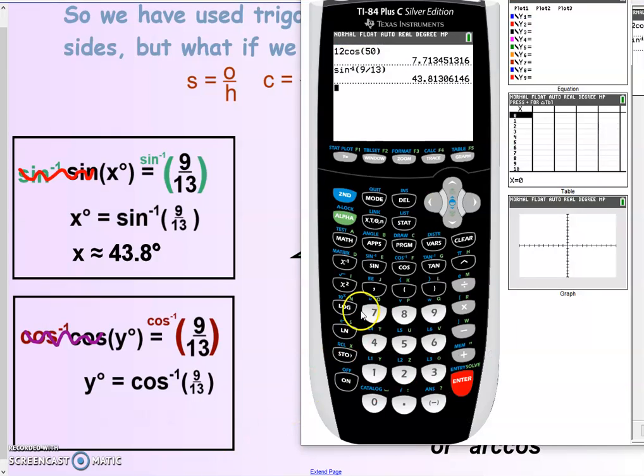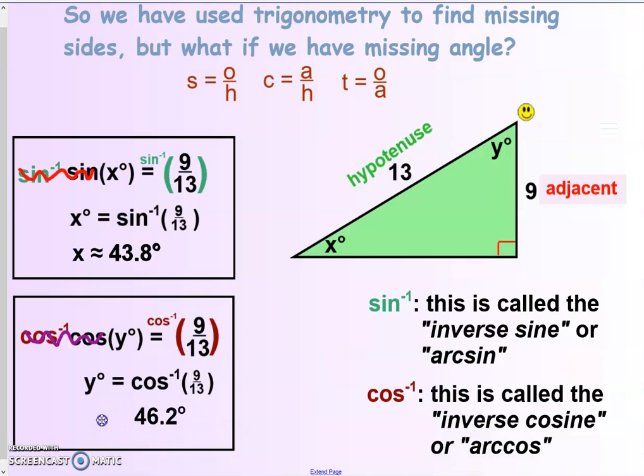So I get out my trusty calculator. The inverse cosine button is located right above the cosine button, so I have to hit second, cosine of 9 divided by 13. And what that gives me is about 46.2. And that's how I can find y.